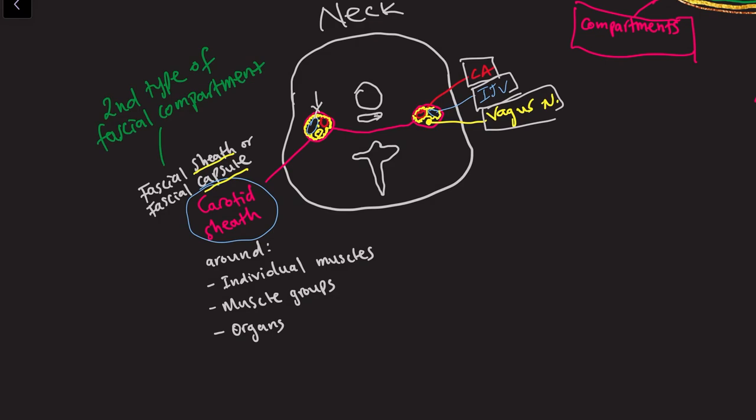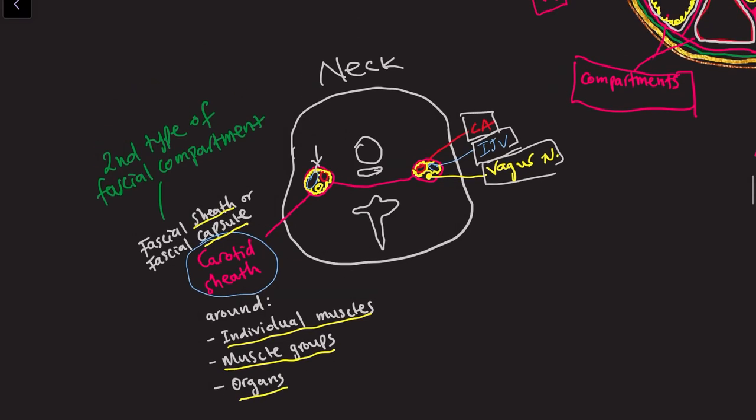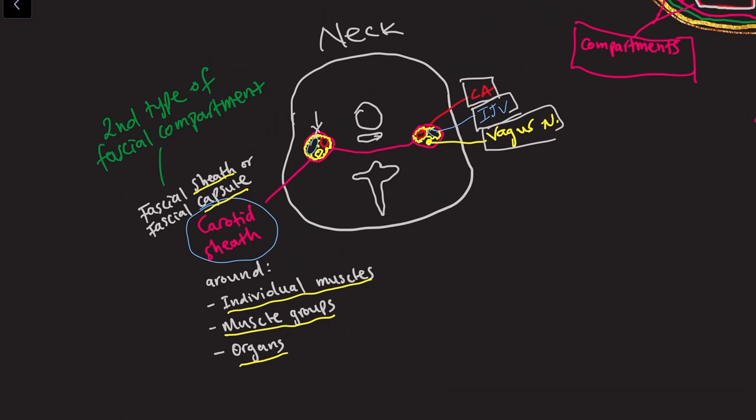They surround muscles forming compartments, right? But they also form sheaths around neurovascular bundles, around individual muscles, around muscle groups, and around organs. Now, those are the two types of compartments. You have a compartment that is made by the lamina superficialis and lamina profunda, and then separated by a septum, right? So you have a compartment and another compartment.